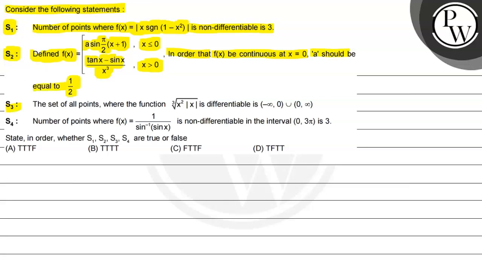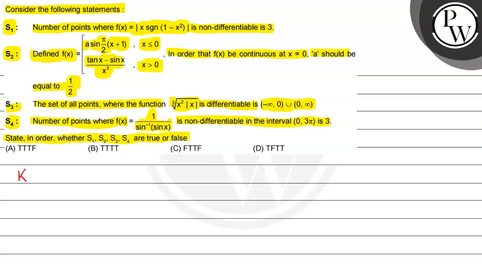S3 says the set of all points where the function cube root of (x² |x|) is differentiable is (−∞, 0) ∪ (0, ∞). And S4 says the number of points where f(x) = 1/sin⁻¹(sin x) is non-differentiable in the interval 0 to 3π is 3. State in order whether S1, S2, S3, S4 are true or false. The options are: option A true, true, true, false; option B true, true, true, true; option C false, true, true, false; and option D true, false, true, true.